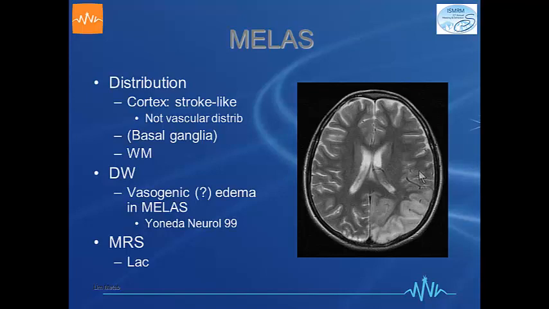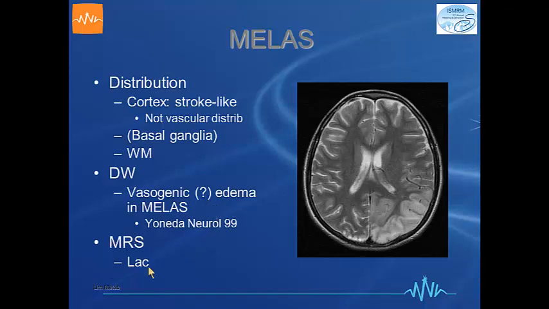MELAS is classically the cortical equivalent, where there is a stroke-like syndrome with patients with headache and non-specific encephalopathic appearances, where the lesion does not conform to the typical vascular territory. But in some instances, there can be a bit of overlap. And the diffusion-weighted MR image finding is still fairly equivocal. Initially, it was described as vasogenic edema without restriction, but there have been case reports where there is restricted diffusion in some of these cases.